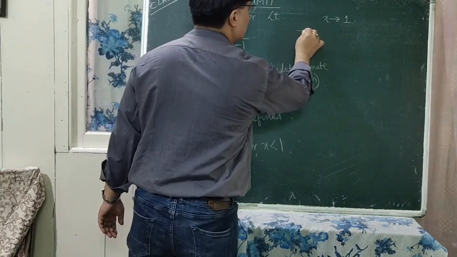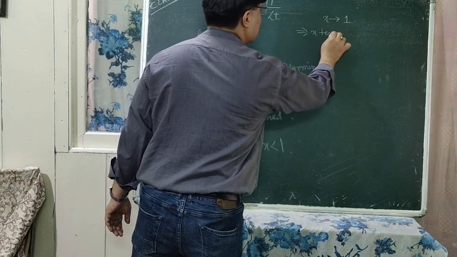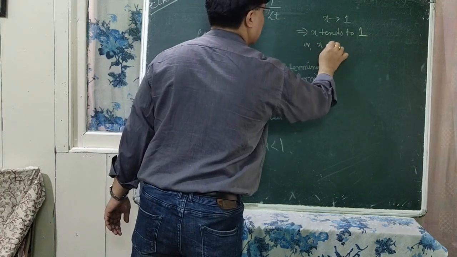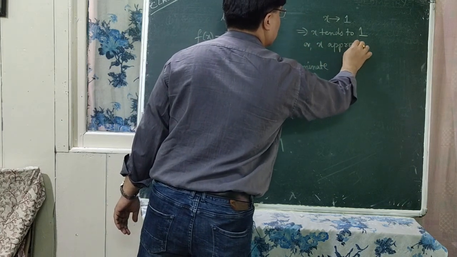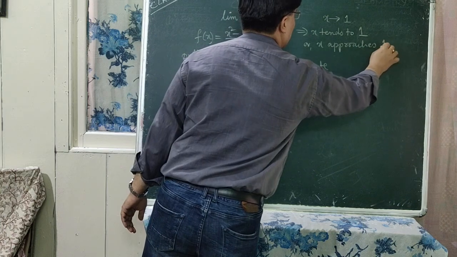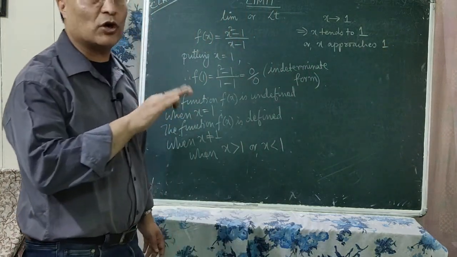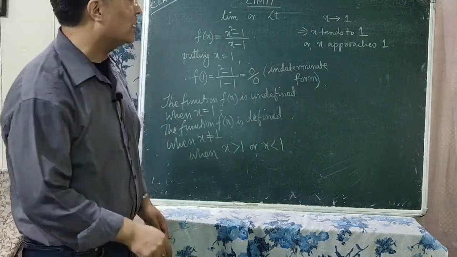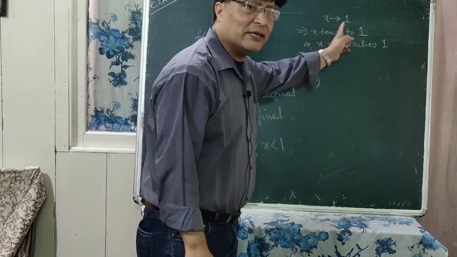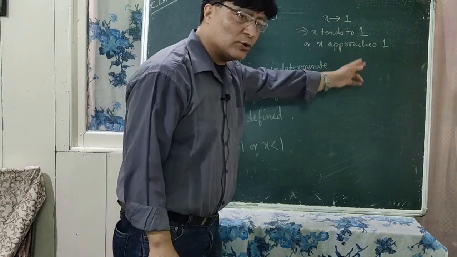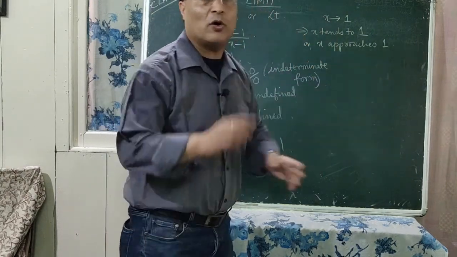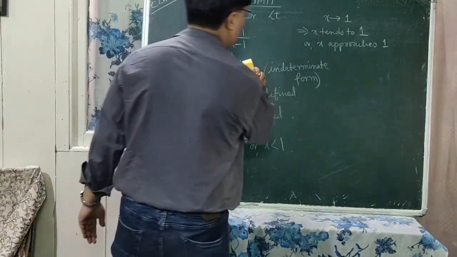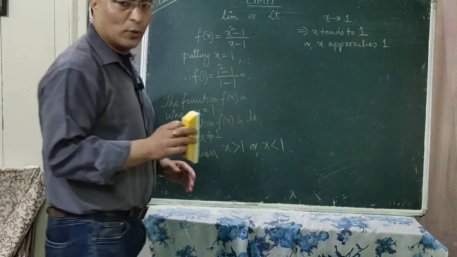It is read as what? It is read as x tends to 1 or x approaches 1, but x is not exactly equal to 1 in this case. X tends to 1. X is nearer to 1. X tends to 1 or x approaches 1 or x is nearer to 1. That is, x is approaching nearer to 1.